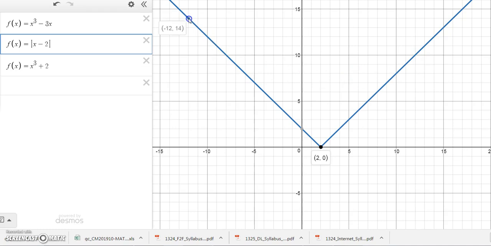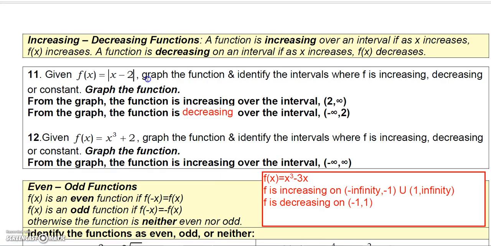But on the left hand side, notice as the x values increase, the y values decrease. So here the x values increase, the y values decrease, so therefore the function is decreasing on this side. And over here, as the x values increase, the y values increase, so the function is increasing on this side. So we would say that this function is increasing over the interval 2 to infinity, but it's decreasing over the interval where x goes from negative infinity to 2.